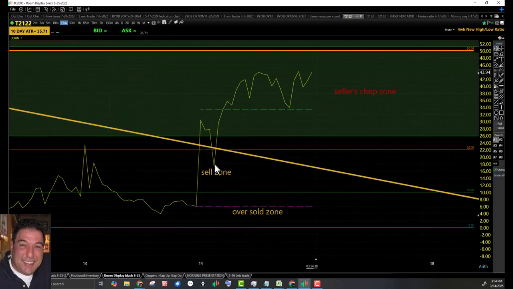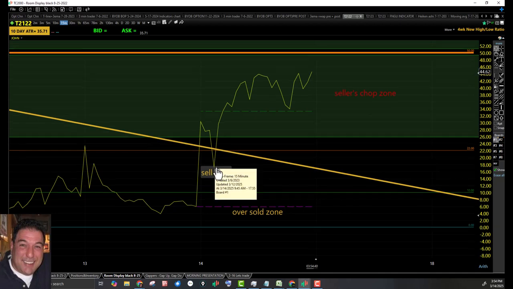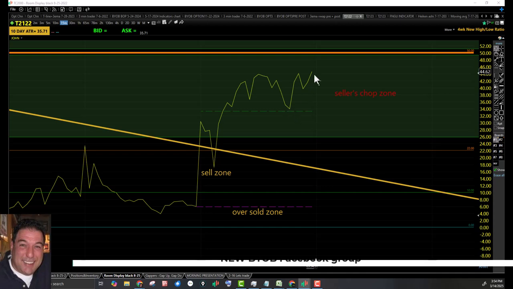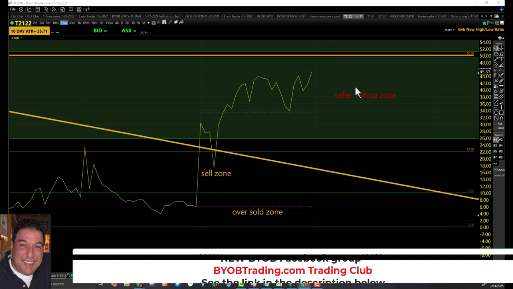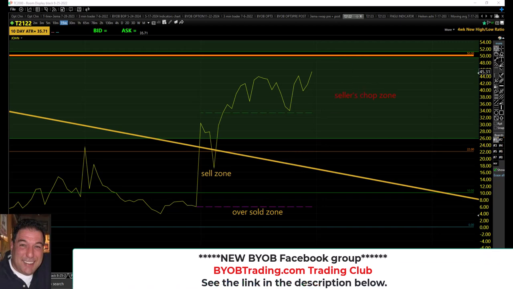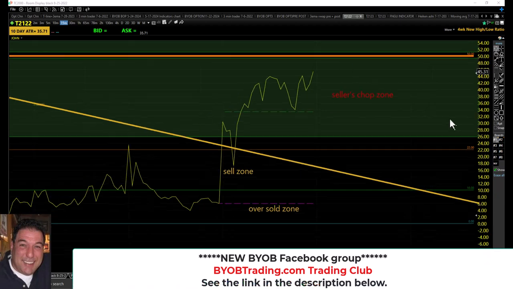T2122, we managed to put in a higher low. We find ourselves back in the seller's chop zone, making a higher low, producing a higher high, making more higher lows, and headed off towards the midpoint up here between the seller's chop zone and the buyer's chop zone.